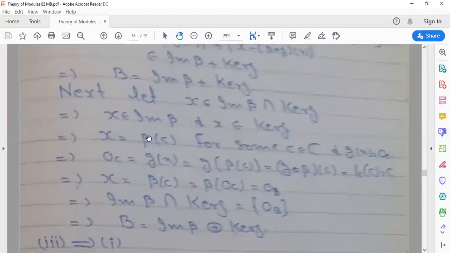Instead of x, we put beta of c. So again we apply composition, and this is equal to the identity. So identity of c is equal to again c. x is equal to beta of c, beta of 0. And then again the result will be 0, because we have already put x equal to beta of c. We already proved that 0 is equal to c. So from here we put the value of c equal to 0. The result will be again 0. So this set intersection will be 0. We are taking an arbitrary element and it is equal to 0. So the intersection of both will be 0. So we show that B is equal to image of beta plus kernel of g.